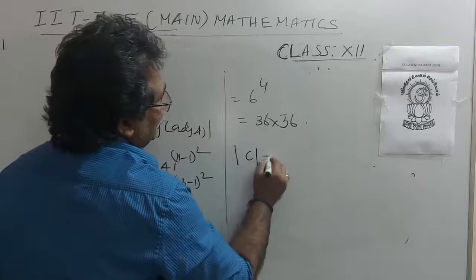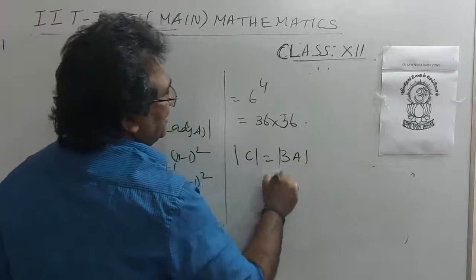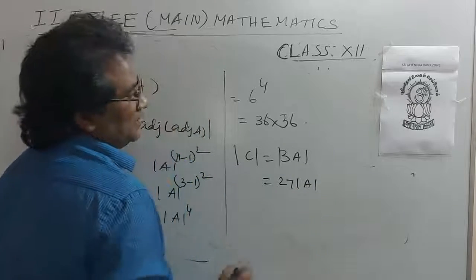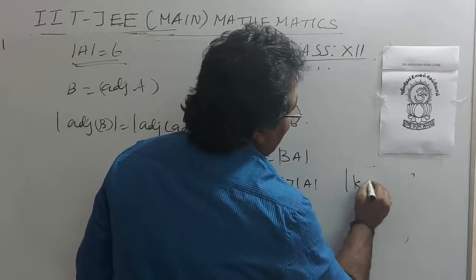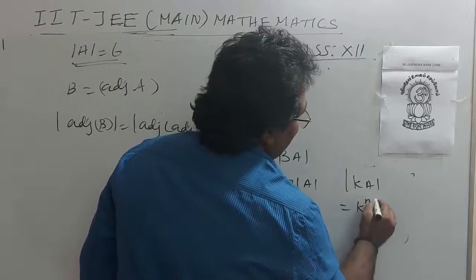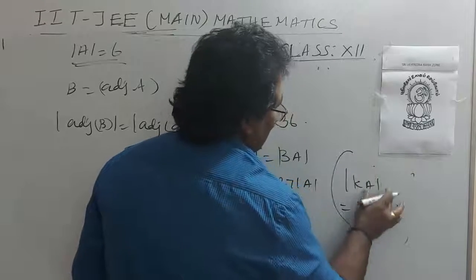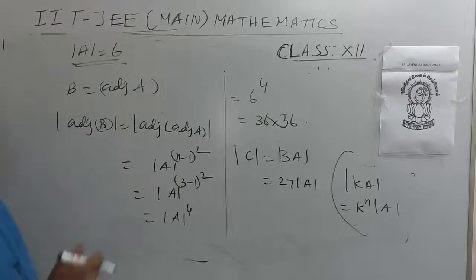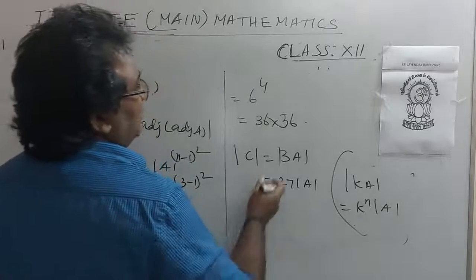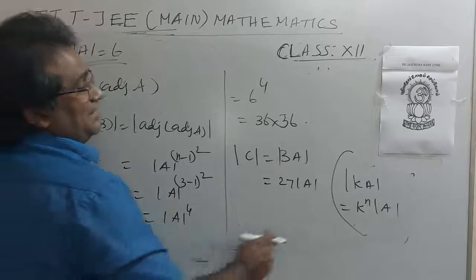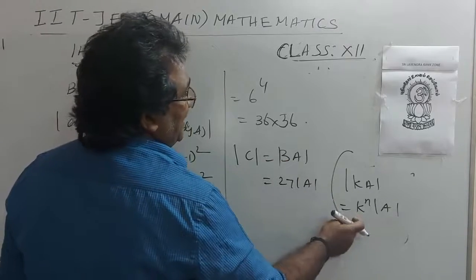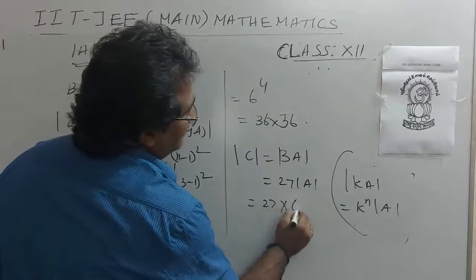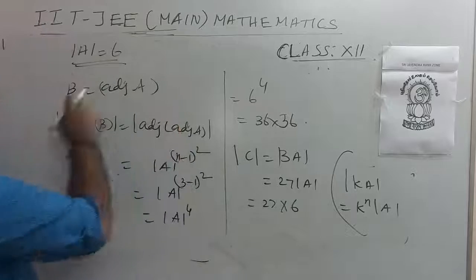Determinant C equal to determinant 3A, that means 27 into determinant A, since determinant KA equal to K power n into determinant A. Using these results, we will apply this. Since A is a matrix of order 3, each row is multiplied by 3. Therefore 3 can be taken out 3 times, 3 power 3, that is K power n. Applying K power n, 3 power 3, that is 27 determinant A. 27 into determinant A equal to 6.